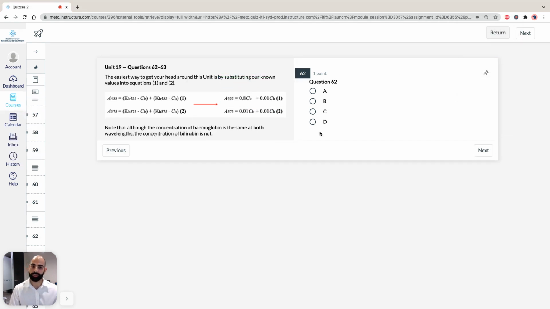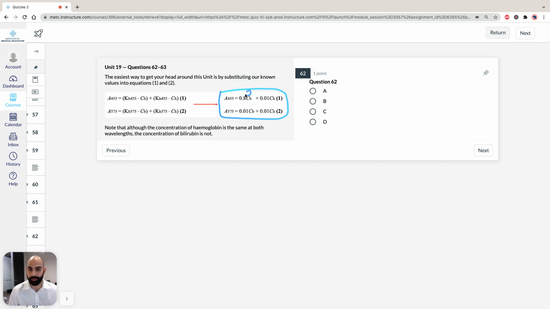Now if we take a look at question 62, it's asking us for absorbance at 455 nanometers to equal absorbance at 575 nanometers. It's obvious if we again look at the figure or the equations here, because the absorbance of hemoglobin at 455 and 575 is the same, then we just have to make sure that the absorbance for bilirubin is the same. The only way to do that is if we make the bilirubin concentration equal 0.